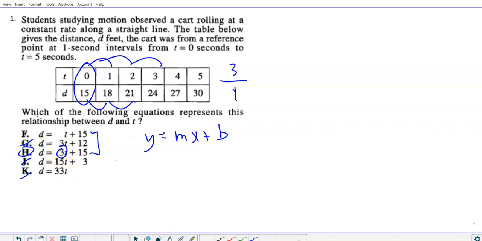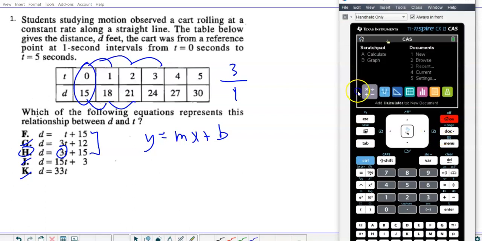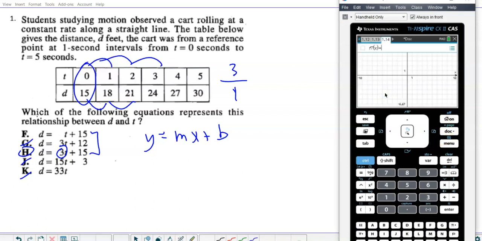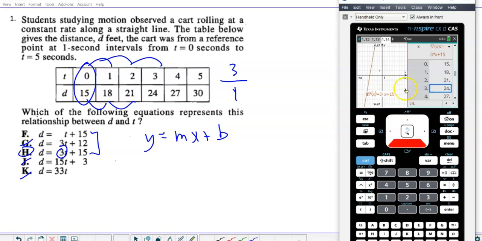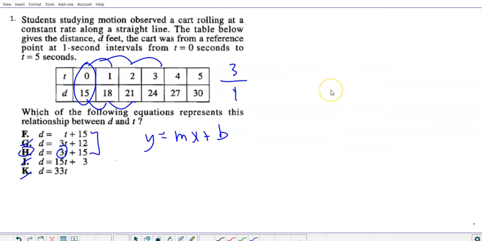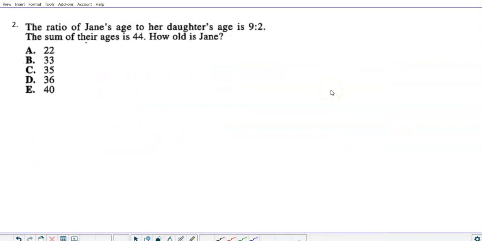Another way to do this is to graph this in your calculator. So you could get out your graphing calculator. You'd have to type in x, so 3x plus 15. And you could look at the table. Control T is the table, and you can see that 0, 15, 1, 18, 2, 21. Very quickly, you can see that all those values work, and you've got it. This one, you could set up an equation. We'll do that in a minute. Let's just kind of do this.